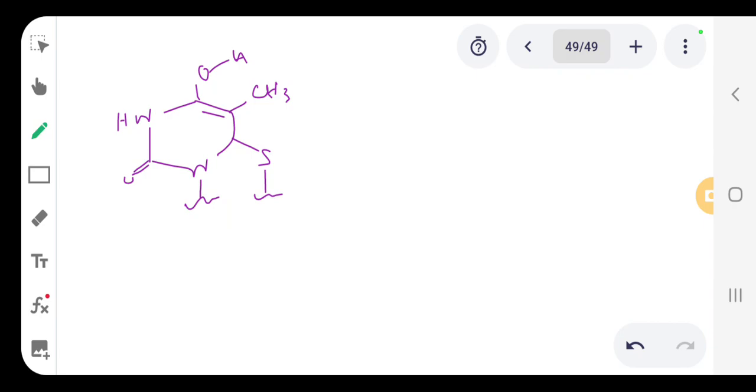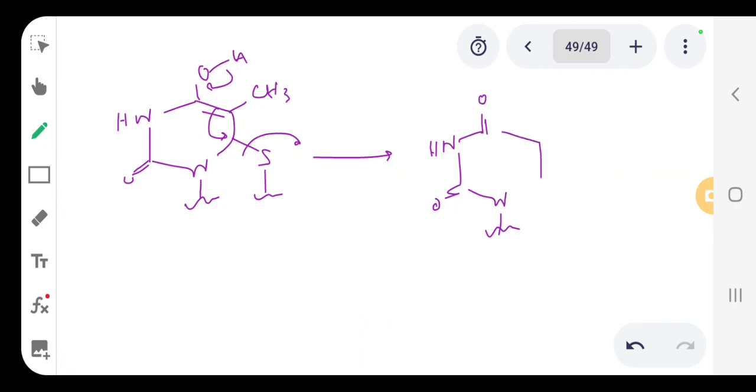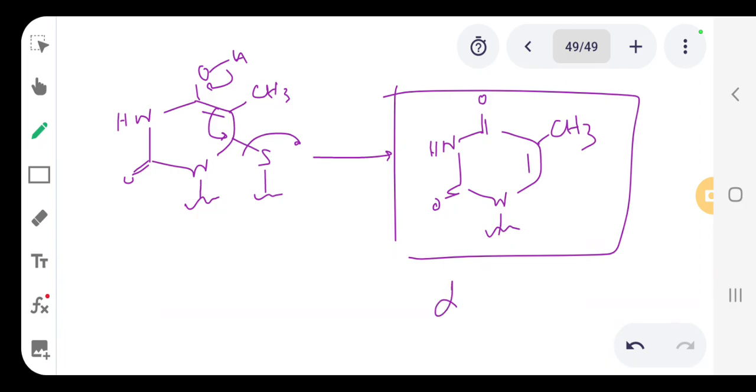Okay, so now what will happen? Now this OH will break down, and this serine will go out. This sulfur will go out, and there will be this molecule. This will be the molecule of our interest, and this molecule is known as deoxythymidine monophosphate.